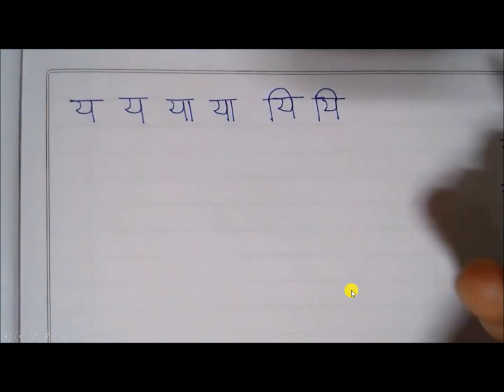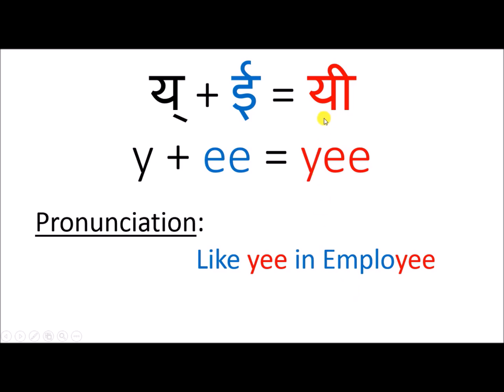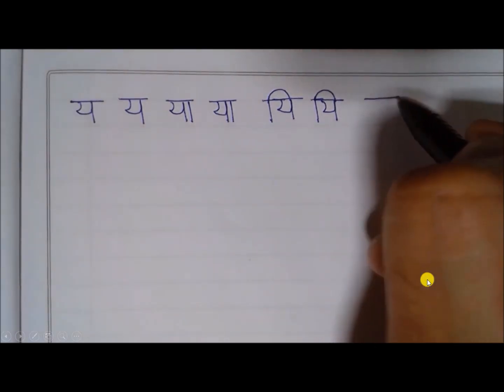The next sound is yee. It almost sounds similar to the previous vowel. You get this sound yee when you add y to ee. Y plus ee equals yee. And yee is pronounced like yee in employee. And yee is written like this.